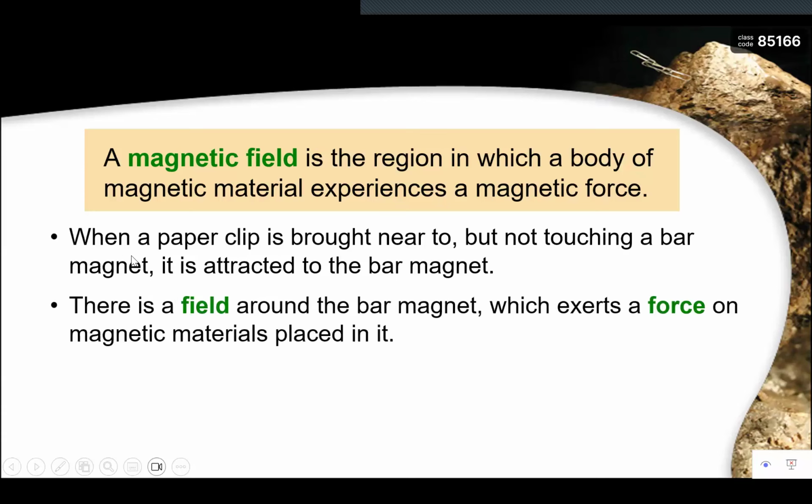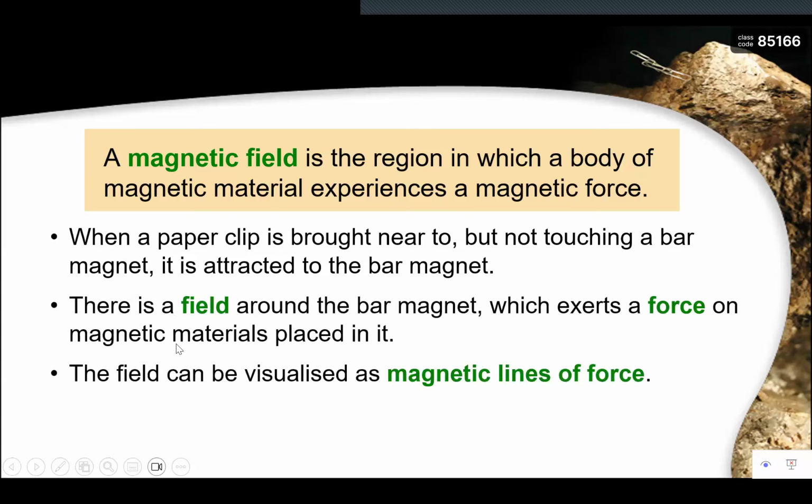Okay, so what happens when a paper clip is brought near to a magnet? It gets attracted to the magnet. Why does it get attracted to a magnet? Because of induced magnetism. Why would there be induced magnetism? Because the paper clip is in the magnetic field of the magnet. The paper clip is a magnetic material, so it will experience an attractive magnetic force caused by the magnetic field of the bar magnet.